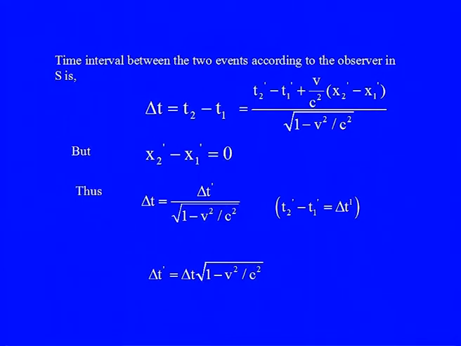We have defined delta T prime as the time difference measured by the observer in the S prime frame, the one in which the person sitting in the train carriage is looking at his watch. So what we get is delta T prime equals delta T into root over 1 minus V square by C square. You immediately see that delta T prime is actually less than delta T.